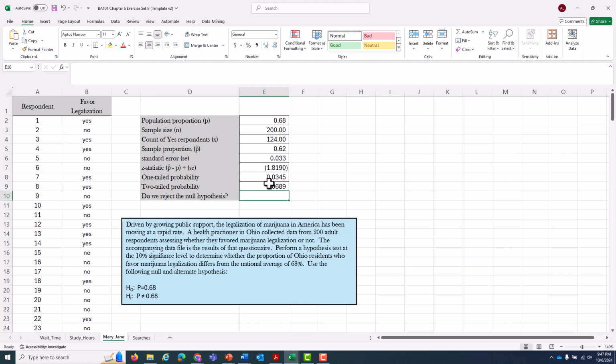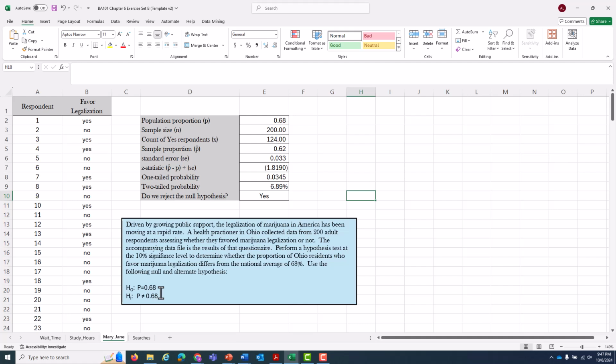Well, what's our chance of having a type 1 error according to our two-tailed probability? Well, let me put it in percentage mode over here just to make it 6.89%, which means our p is less than our alpha. And when p is less than alpha, you reject the null hypothesis in favor of the alternate hypothesis. So what we're saying right here is we honestly believe that in Ohio, the proportion of people statewide that favor marijuana legalization is not equal to the 0.68 national average.